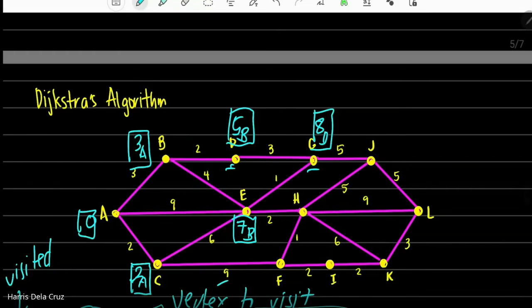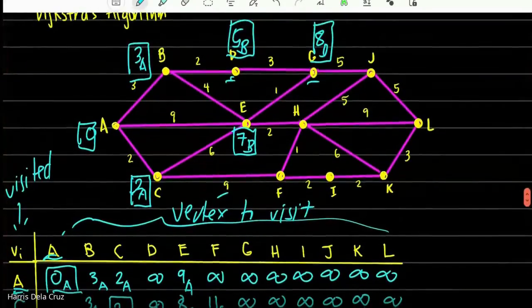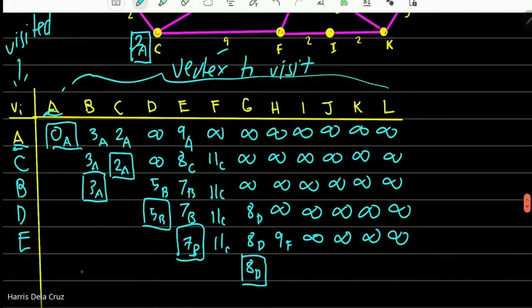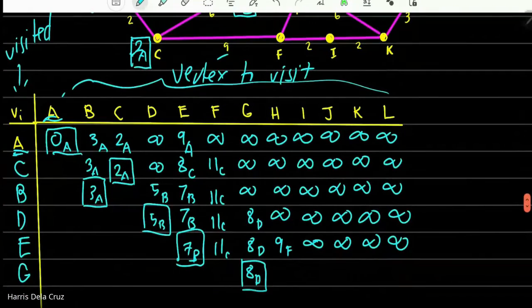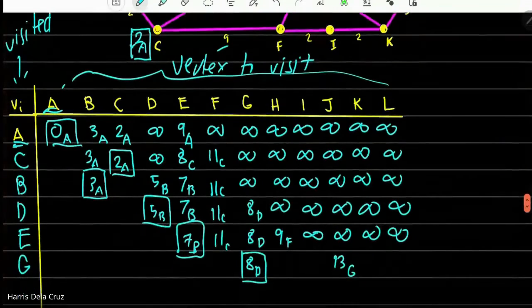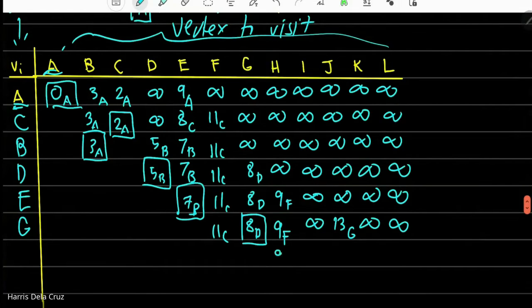Okay. From G, ano mga pwede natin puntahan? Si J lang. And that's weight 5. So, we're now starting from G. Okay. Pwede natin puntahan si J plus 5. So, 8 plus 5, 13 from G. Wala nang ibang kayang puntahan. So, just keep the label ng mga hindi na kayang puntahan. 11C, 9F, infinity, infinity, infinity. The smallest is 9F. So, we fix 9F. Kung ano yung smallest, yun yung i-fix.